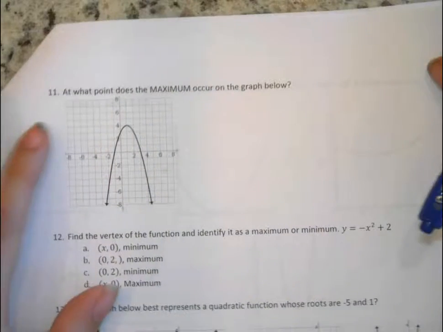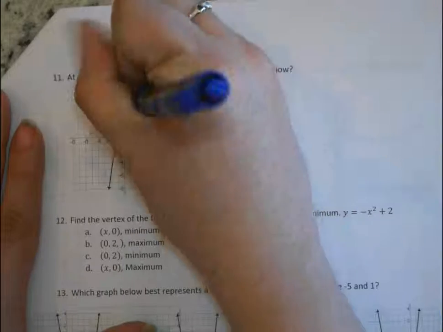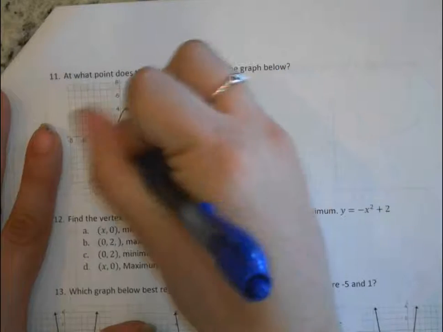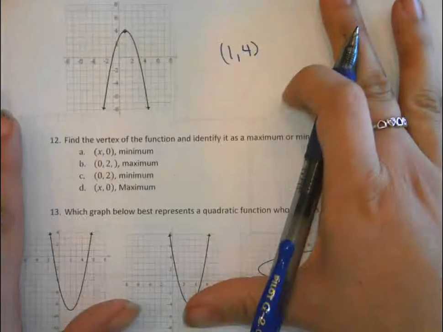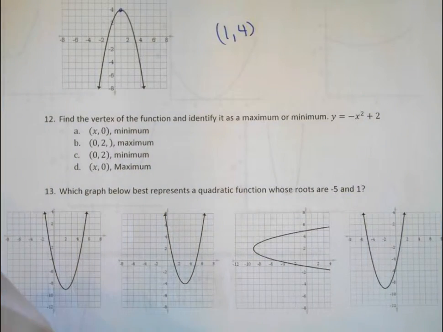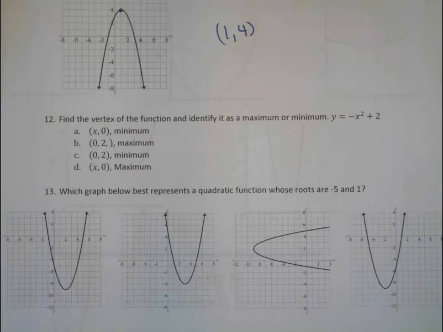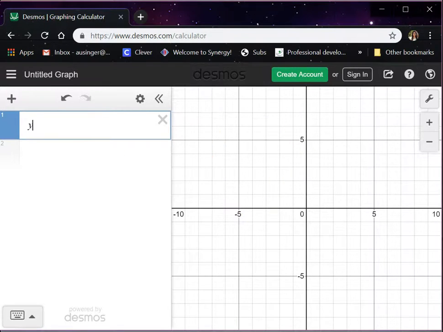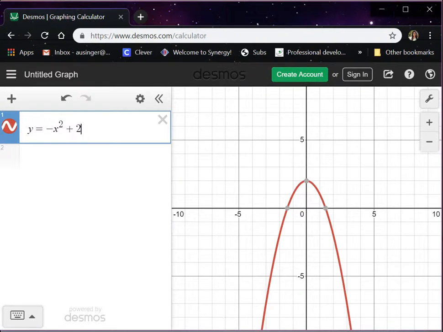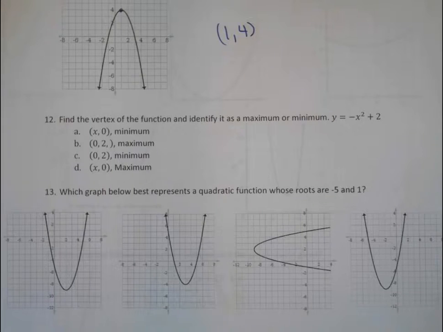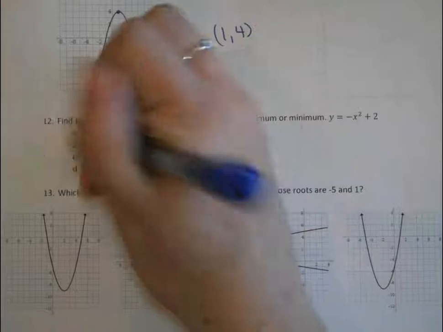Okay. Moving on. Number 11 gives me a graph. It wants me to figure out the maximum point of this graph. So I'm looking right here for the coordinate point. It's going right 1, up 4, so my coordinate point is 1, 4. If I take a look at number 12, it wants me to find the vertex of a function and decide if it's a maximum or a minimum. So I'm going to go ahead and type this equation in. Okay, so if I look at this, it's a mountain. Mountains are maximums, and it's at 0, positive 2. So I'm looking for maximum with 0, 2.